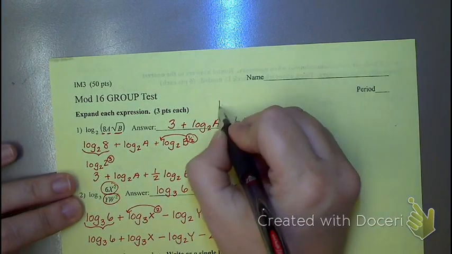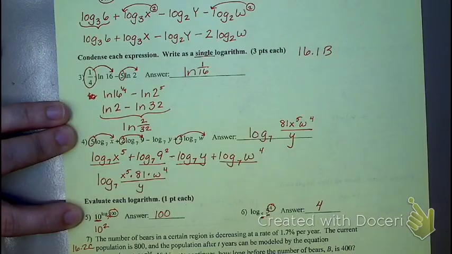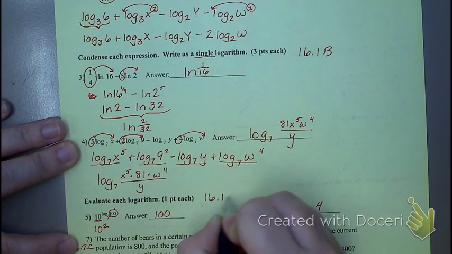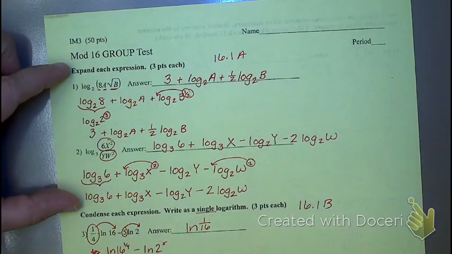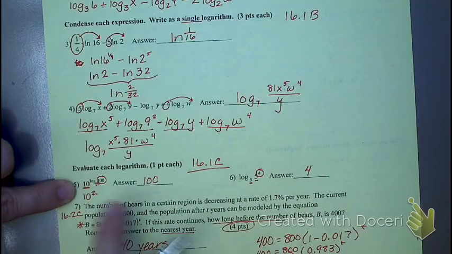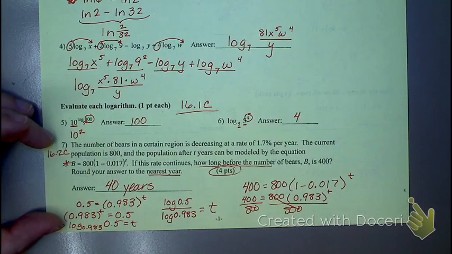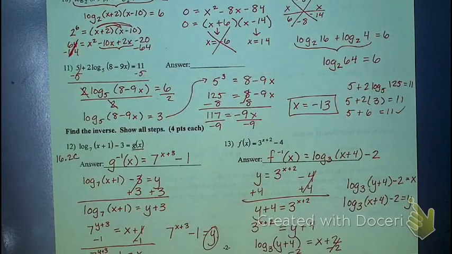These ones are from 16.1a, 16.1b, and evaluate each log, those are from 16.1c along with the change of base stuff. So if you need to see those, 16.1a is the expand, 16.1b is condense, 16.1c is these rules right here, as well as all of our change of base stuff we use on the back. This was 16.2c, 16.2a and b is that chunk, and then again 16.2c there. So there are notes and videos for all of those, all right? Happy studying.